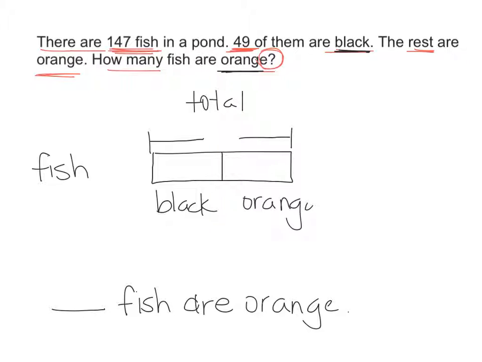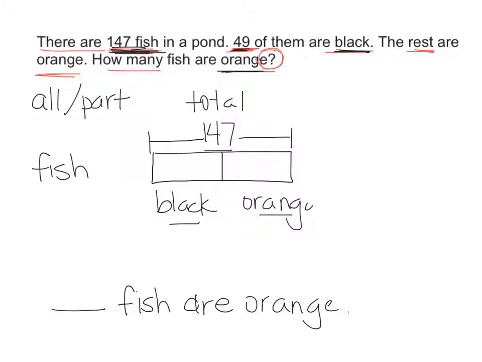Now I can start plugging in my numbers. There are 147 fish in a pond. I ask myself, is that all of the fish or is that part of the fish? Well, I can see if I have 2 parts, a black part and an orange part, 147 is going to be all of my fish. So I'm going to put that in my total. That means of all the fish, the black and the orange, 147 is all of them.